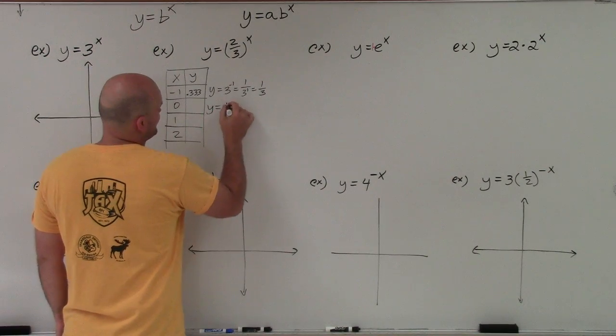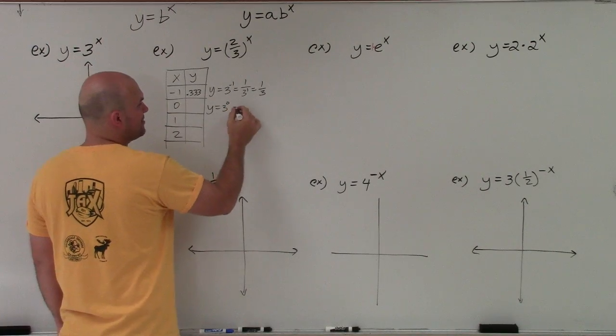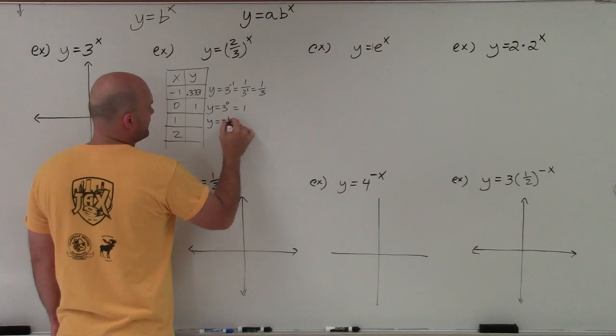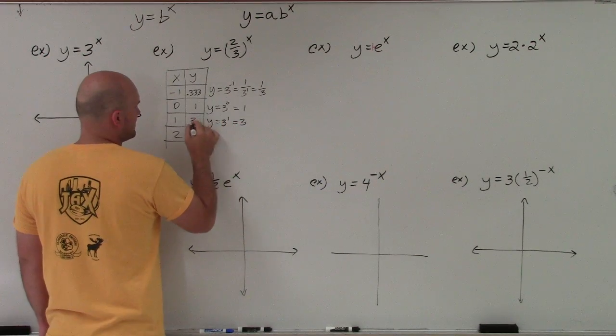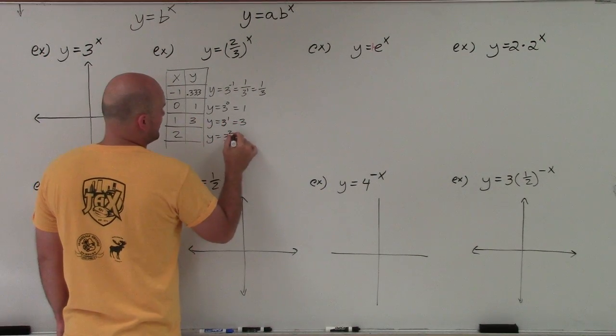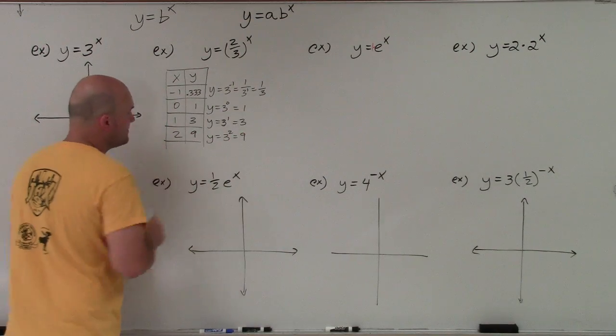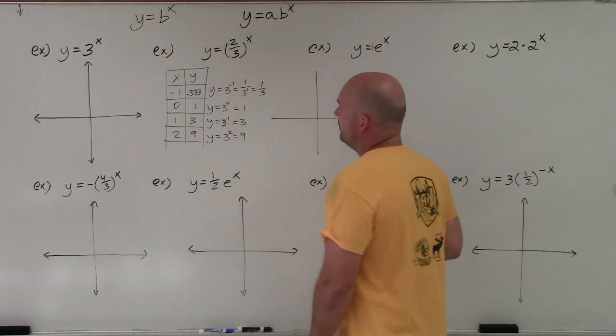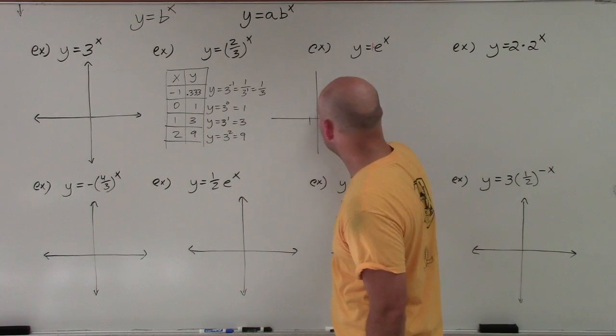y equals 3 to the 0. Any number raised to the 0 power is going to equal 1. y equals 3 to the first power is just equal to 3. And y equals 3 squared is equal to 9.